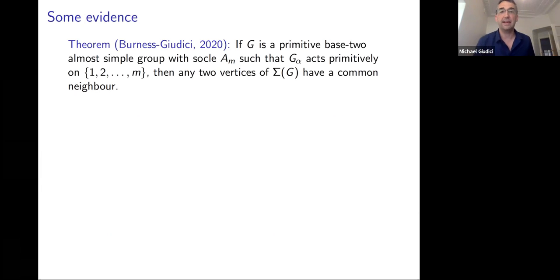The first groups we then looked at is if I take the almost simple groups with Saxl AM and such that G alpha acts primitively on 1, 2, up to M. Okay, so these were shown by Gralnick, Saxl, and Burness to have a base of size 2. And any two vertices of the Saxl graph have a common neighbor. This is more than just looking at small degrees. This is a large family of base 2 groups where not just the conjecture about the diameter, but even the stronger conjecture holds. Any two vertices have a common neighbor. So that's one piece of strong evidence we believe for our conjecture.